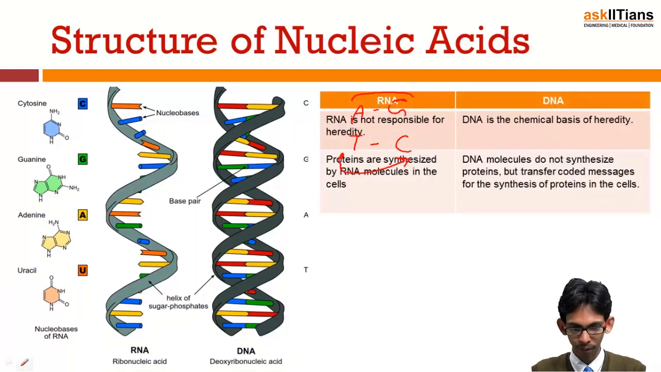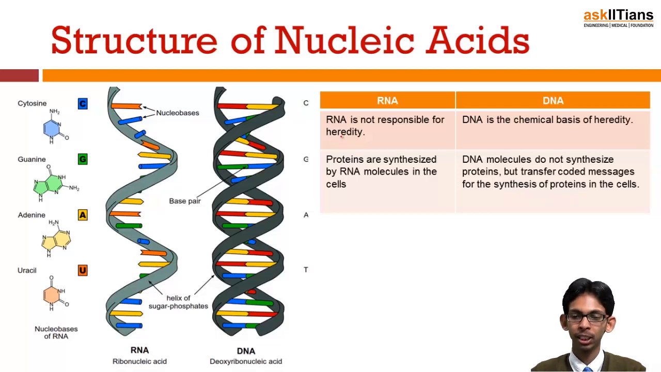And now the difference between RNA and DNA. RNA is not responsible for heredity. They are actually messengers. They carry messages from one place to another place, while DNA is the chemical basis of heredity. They transfer the genetic information from one generation to the other generation. While proteins are synthesized by RNA molecules within the cell, DNA molecules do not synthesize proteins but transfer the coded messages for synthesis of protein to the cell.